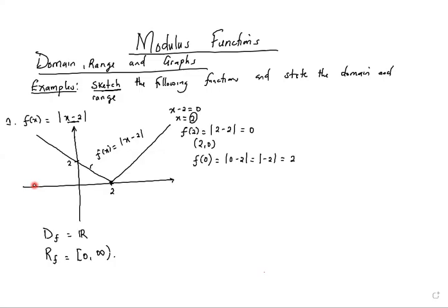Now we want to talk about it from the sketch that we're able to see. You can see that for any value of x you ask me, I can give you the value of y. For example, if I have 100, I have 100 minus 2, 98. Give me negative 120: negative 120 minus 2 is negative 122, and the absolute value of it is 122. So for any number x in the set of real numbers, there will always be a y value, and that number sits in the domain.